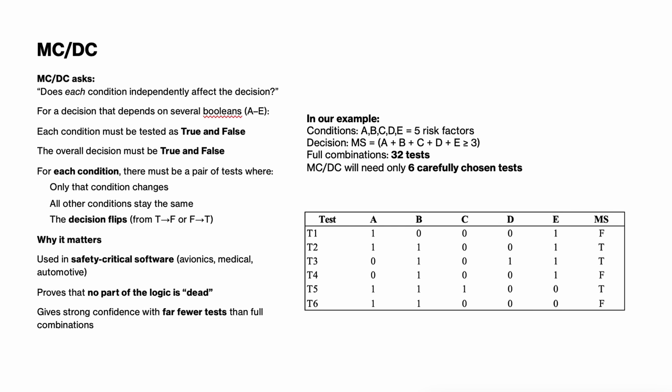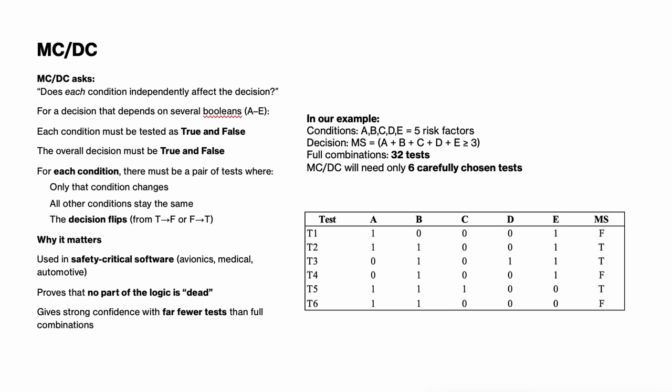That last point is what really distinguishes MCDC from simpler coverage measures. It proves that every condition actually has control over the outcome. None of the logic is dead code that never influences the result. On the right, I relate that back to our metabolic syndrome example.